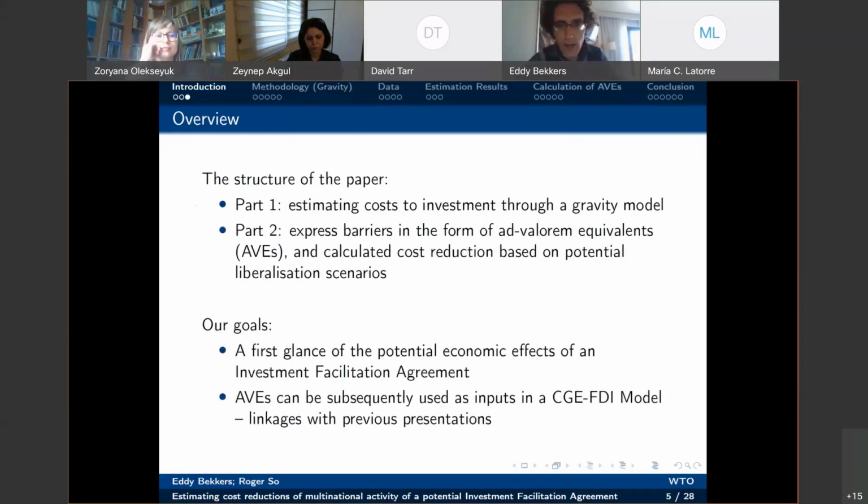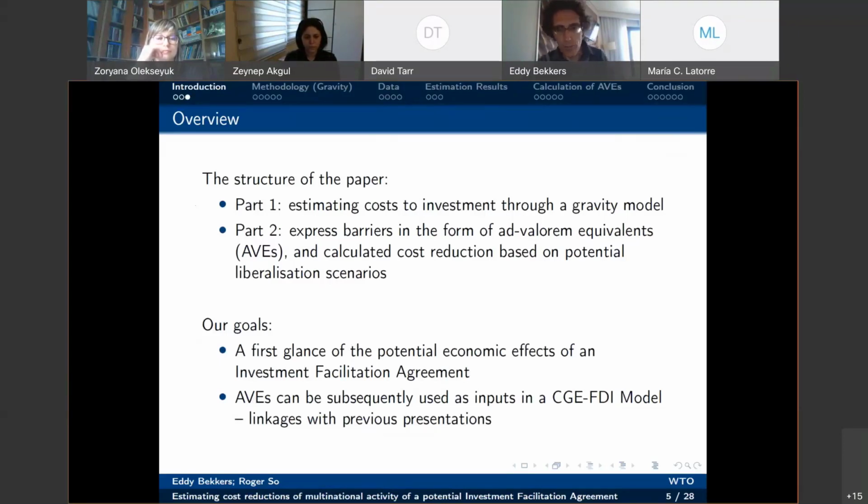And so what we try to do is estimate the cost of being a foreign affiliate or being a multinational using a gravity model. And then we express the barriers of being a multinational in the form of ad valorem equivalents. What we aim to do is to have a first idea of what the potential effects could be of investment facilitation, but obviously the ad valorem equivalents could also be used as inputs into a CGE FDI type of model.